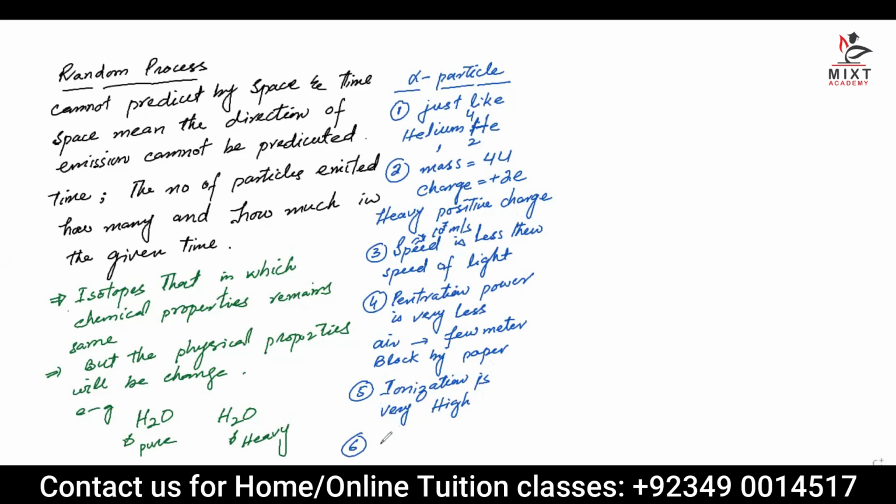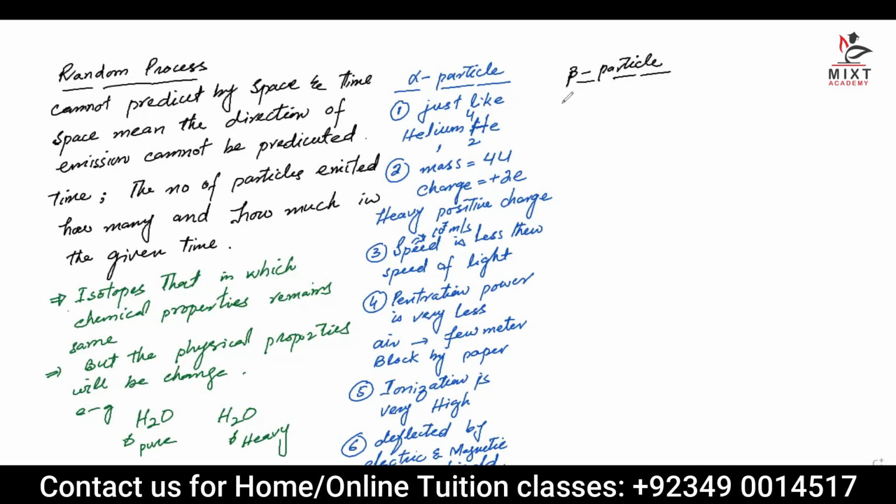And number six, it's deflected by electric and magnetic fields. If you throw the alpha particle into an electric field, it will be diverted toward the negative plate. So it will be affected by magnetic and electric fields.